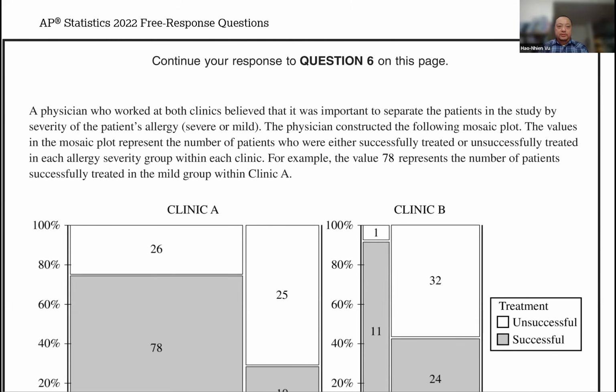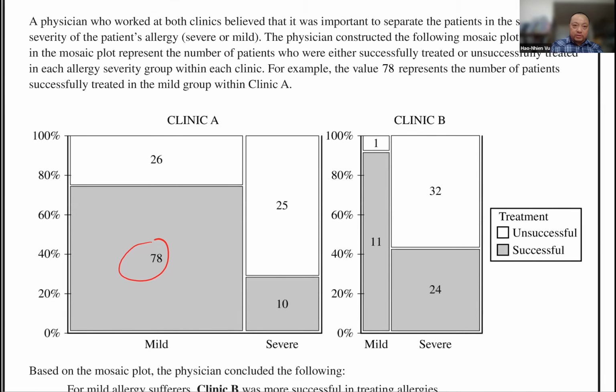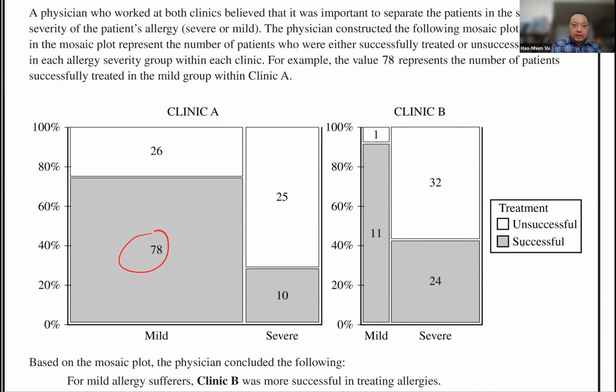Continuing on, a physician who worked at both clinics believed that it was important to separate the patients in the study by severity of the patient's allergy, either severe or mild. The physician constructed the following mosaic plot. The values in the mosaic plot represent the number of patients who were either successfully treated or unsuccessfully treated in each allergy severity group within each clinic. For example, the value 78 represents the number of patients successfully treated in the mild group within Clinic A.